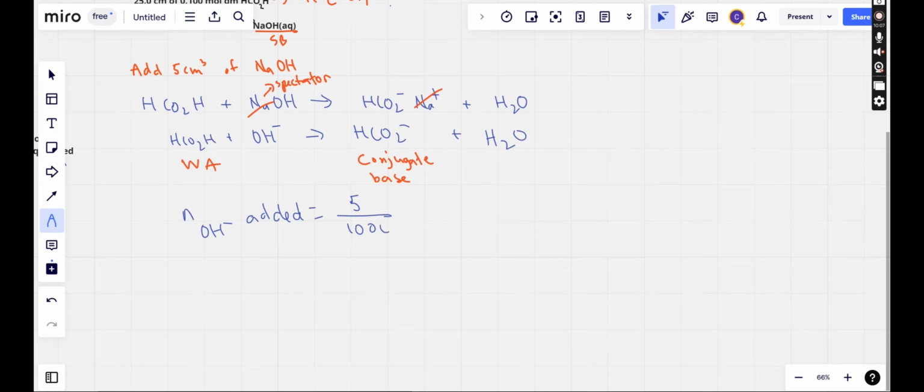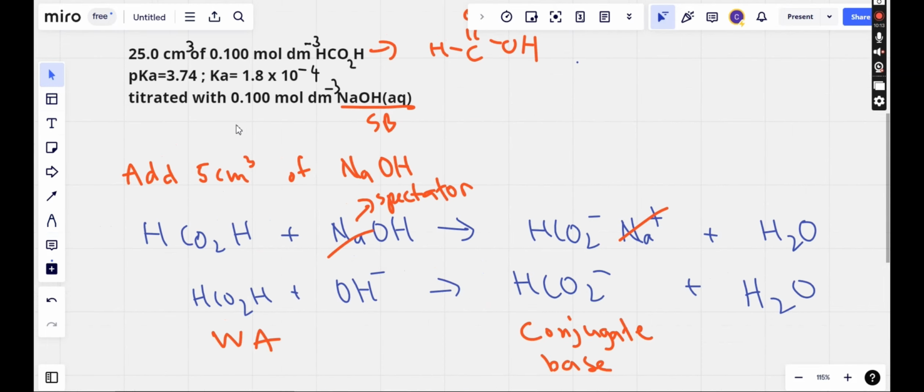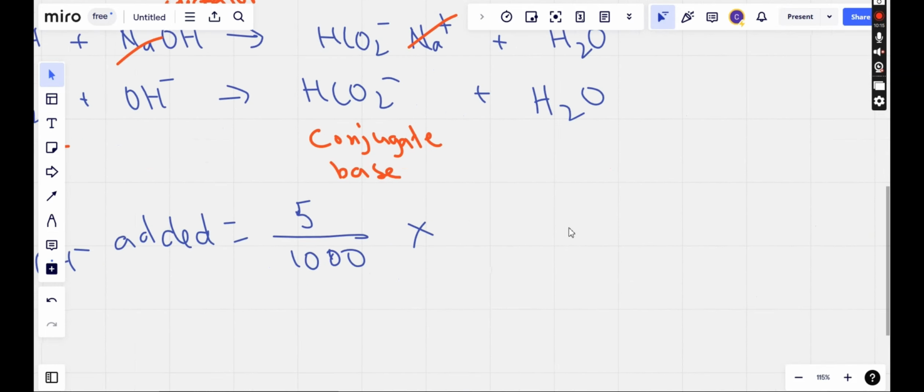So it's 5 divided by 1000 to convert to dm cube, multiplied by the concentration of sodium hydroxide, which is 0.1. And you should get 0.0005 mole, right? Let me count: 1, 2, 3, 4. Yes, I'm correct. The number of zeros is correct.